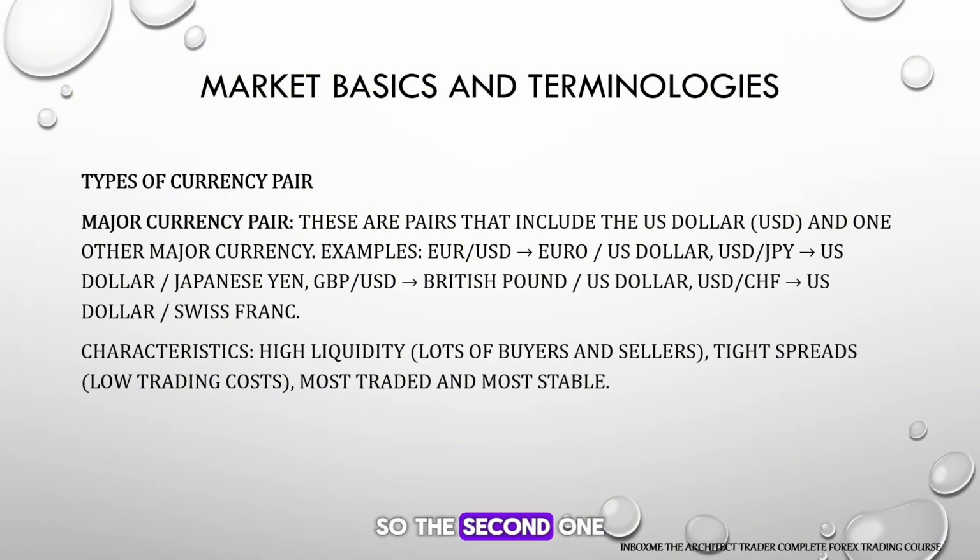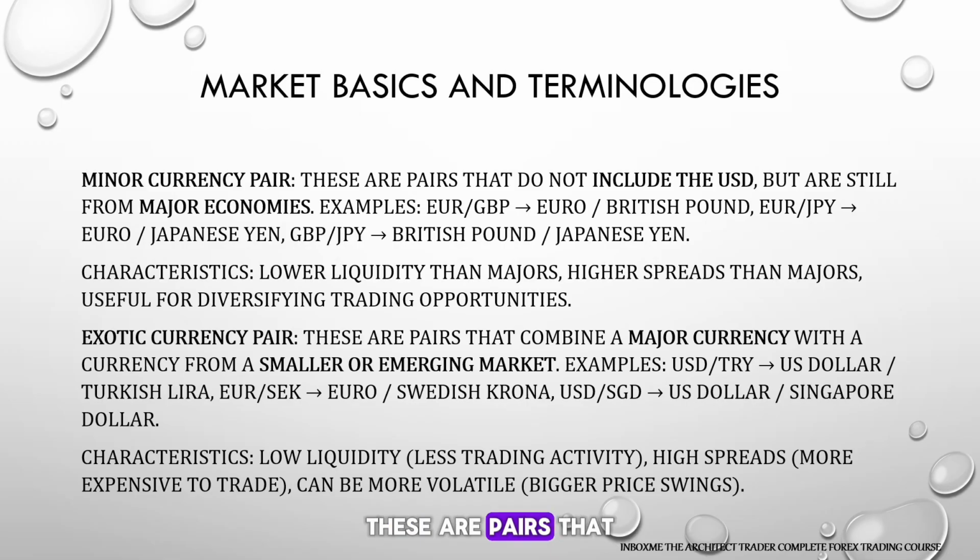So the second one is the minor currency pair. These are pairs that do not include the USD but are still from major economies. Now, just like the major, right?